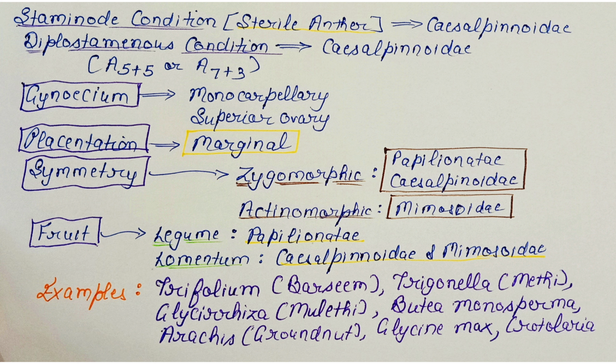Major examples are Trifolium, known as berseem grass. Trigonella is known as methi and Glycyrrhiza is mulethi. Butea monosperma is called flame of the forest. Another example is Arachis hypogaea, that is groundnut, Glycine max, the soybean, and Crotalaria.